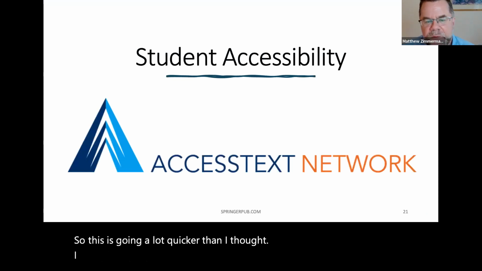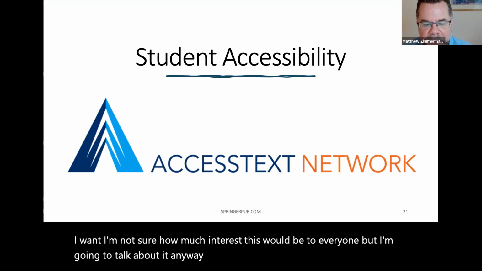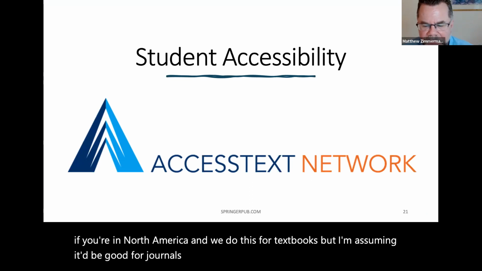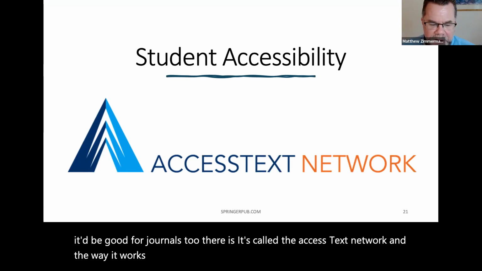I'm not sure how much interest this would be to everyone, but I'm going to talk about it anyway, because it's a big part of our accessibility. So if you're in North America, and we do this for textbooks, but I'm assuming it'd be good for journals too. It's called the Access Text Network, and the way it works is publishers join it and universities join it.